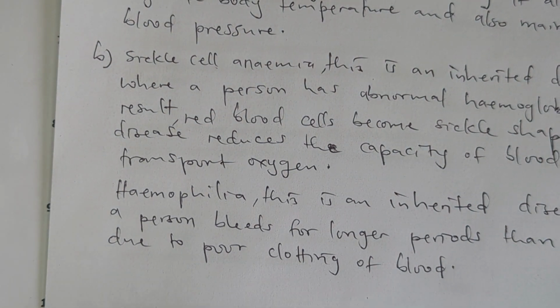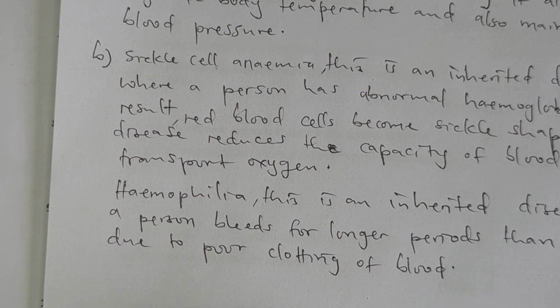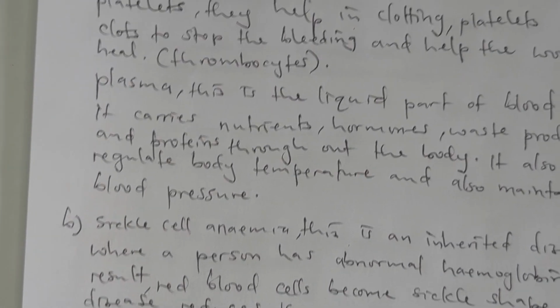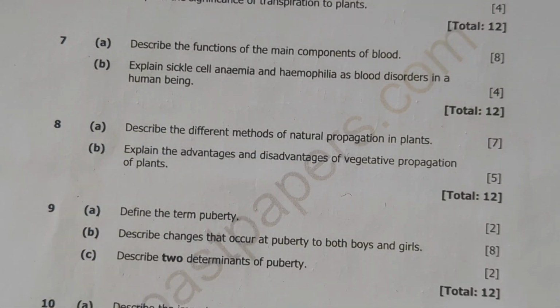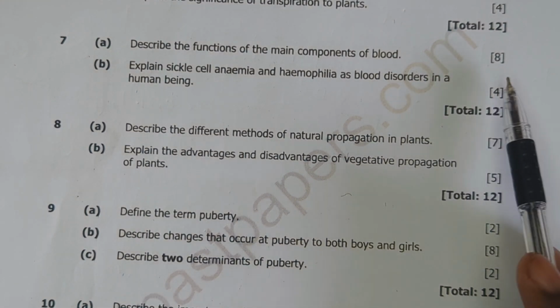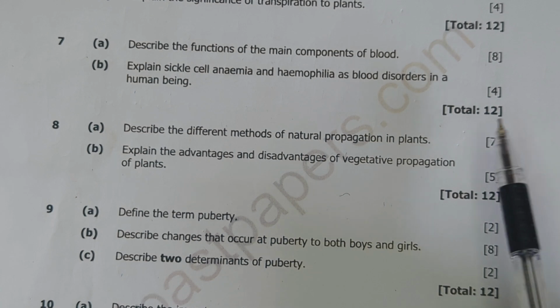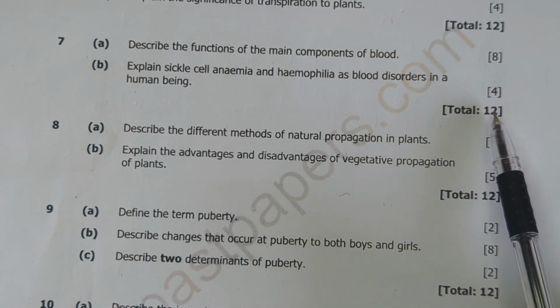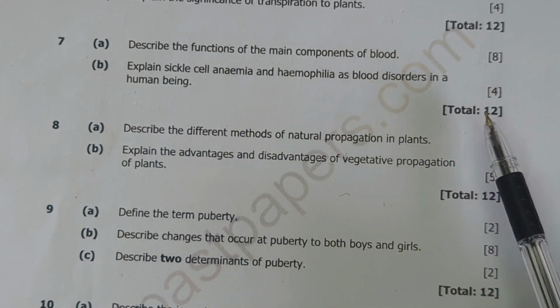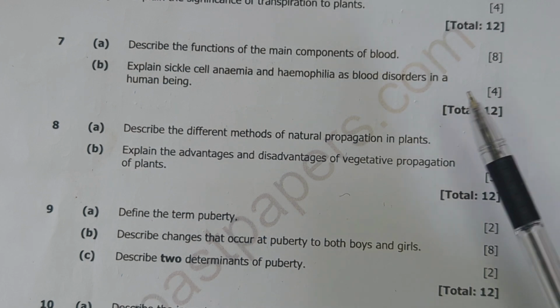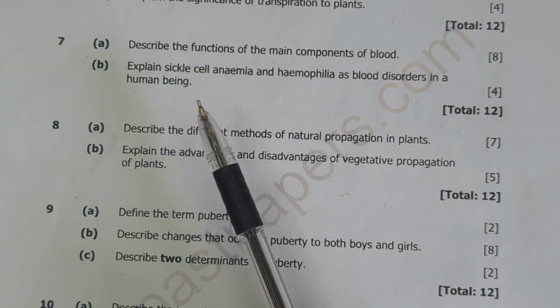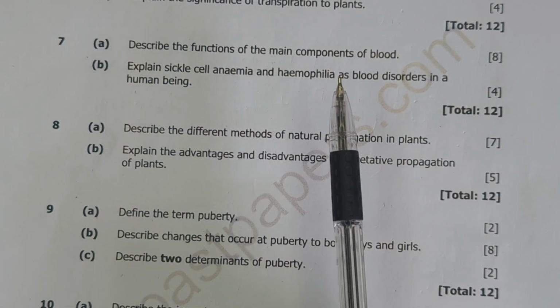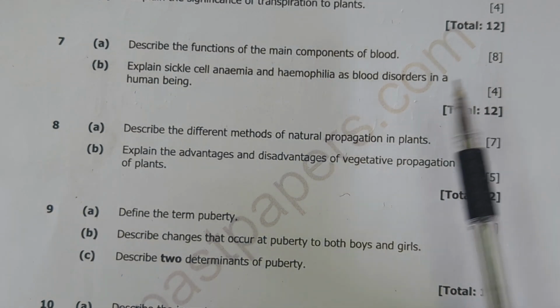So this is how we handle questions in biology. Once you write like this, your essays, you can obtain all the 12 marks. So the first question was carrying 8 marks, and this question here, it was carrying 4 marks. You explain what sickle cell anemia is, that is 2 marks, and also hemophilia, 2 marks.